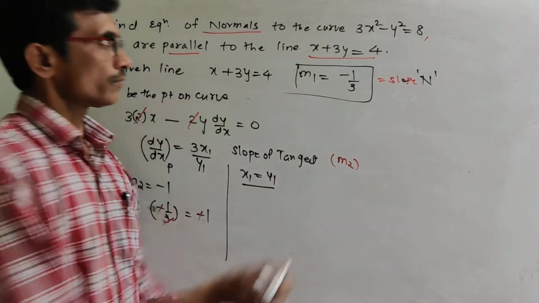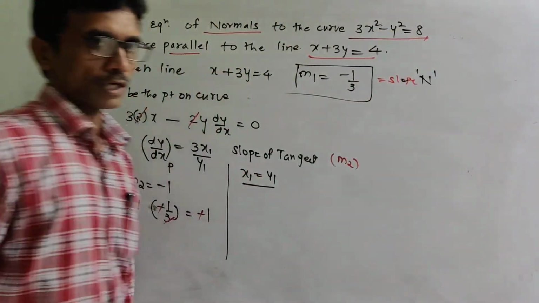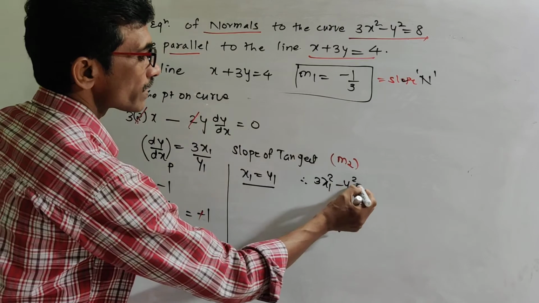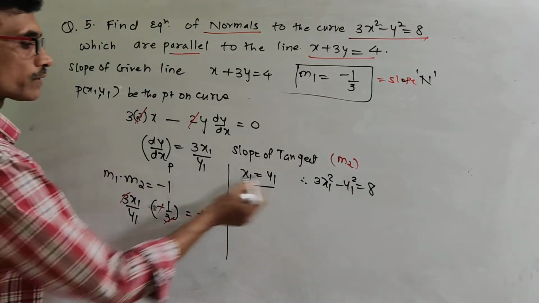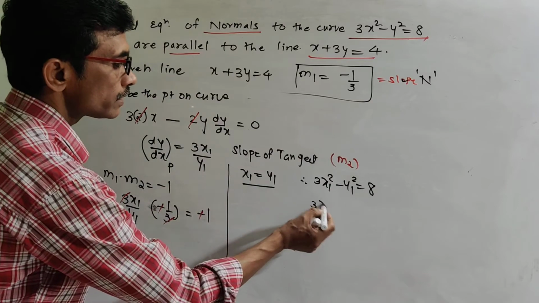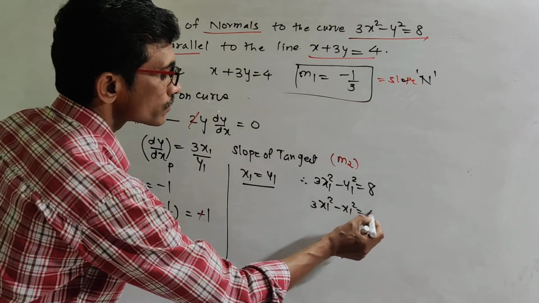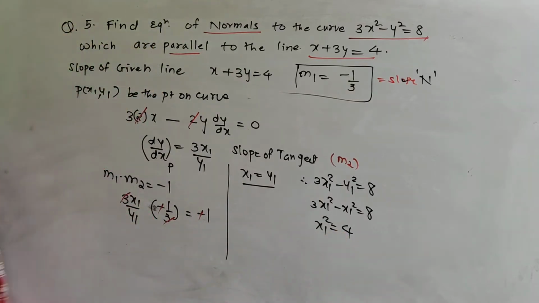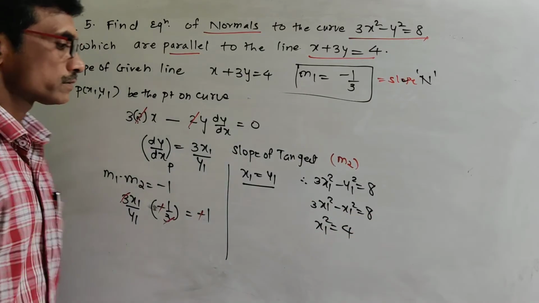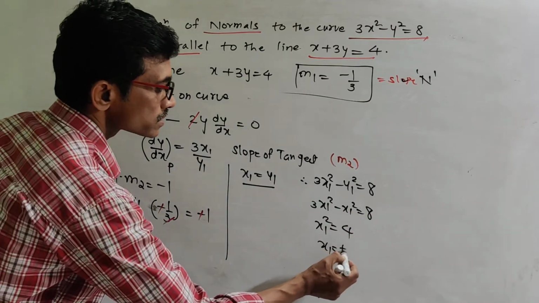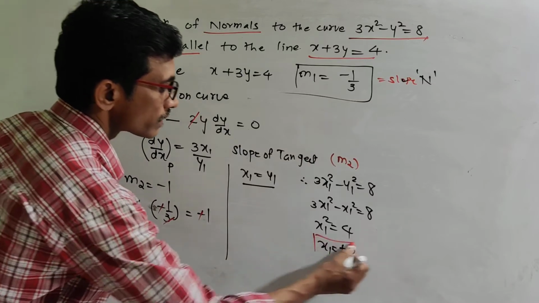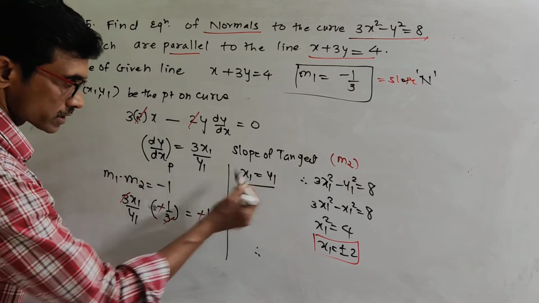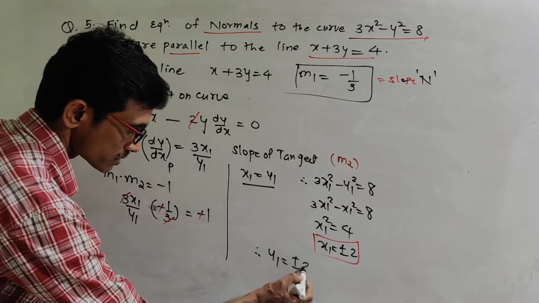Substitute in the equation of curve, therefore 3x1 square minus y1 square is equal to 8. But x1 and y1 are equal, so 3x1 square minus x1 square is 8. This is 2x1 square is equal to 8, so x1 square will be equal to 4. So x1 is equal to plus or minus 2. Therefore, as x1 is equal to y1, y1 is also equal to plus or minus 2.